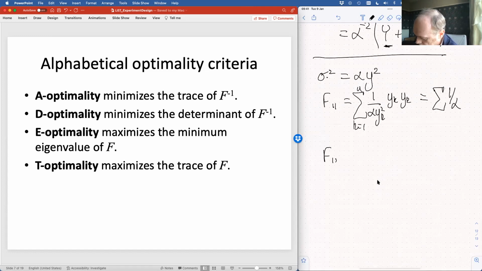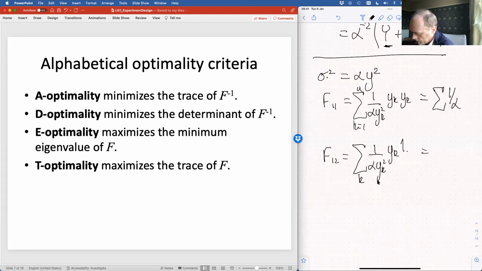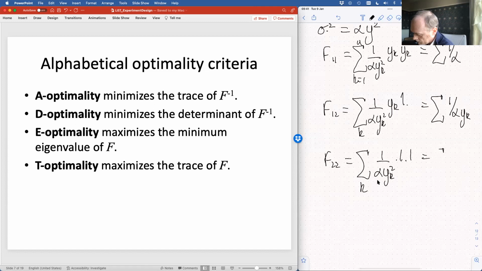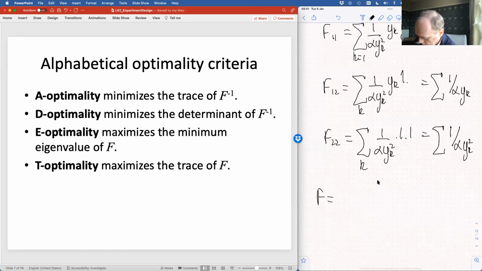Similarly, for F12, we're going to have again 1 over alpha yk squared, and now we'll have yk for G1, but just 1 for G2. And so that will give us the sum over 1 over alpha yk. And for F22, let's see what's going to happen. 1 over alpha yk squared times just two ones this time, from the G2 elements. So that will give us the sum over 1 over alpha yk squared. Okay, let's construct F again.